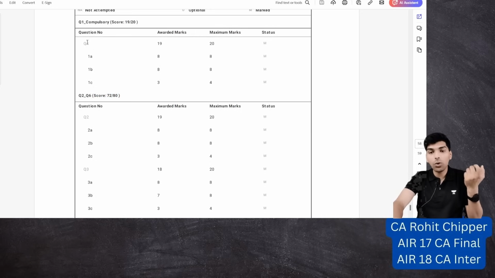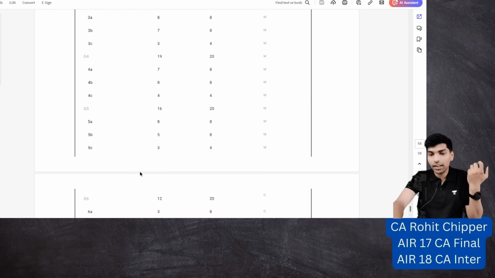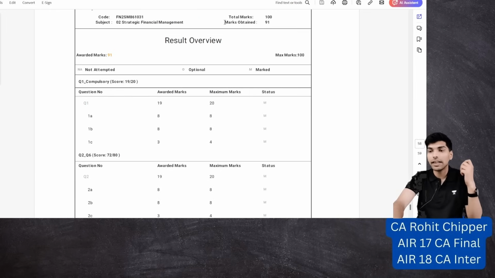If you total the marks that have been awarded by the examiner, in question 1 I got 19, question 2 19, question 3 18, question 4 again 19, question 5 16, and question 6 12. If you total these marks, the total I am getting is 103 marks, but the marks given here is 91 marks.